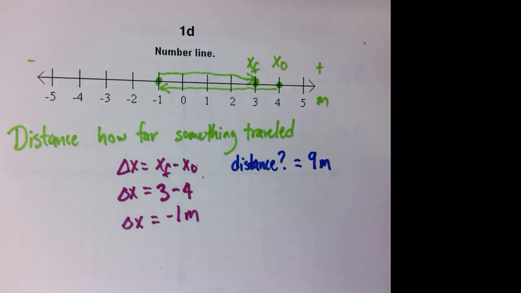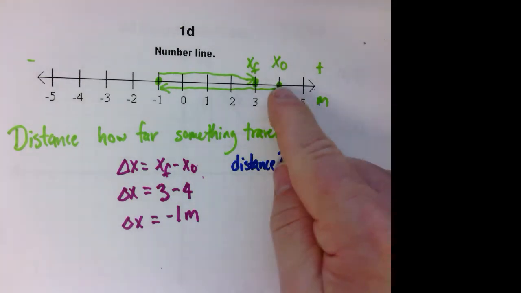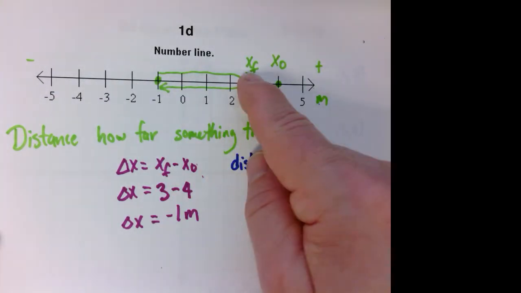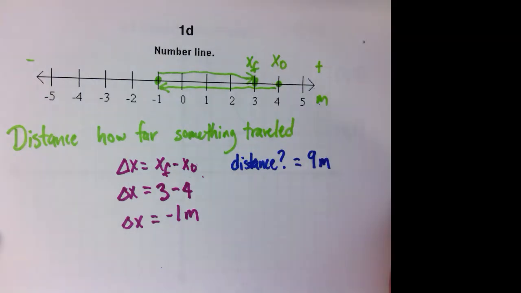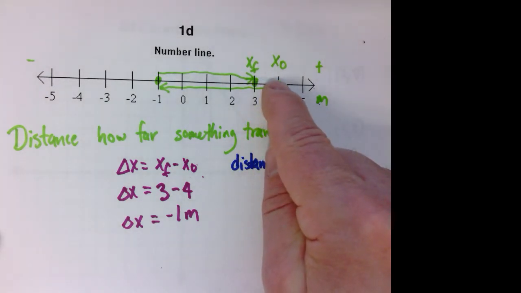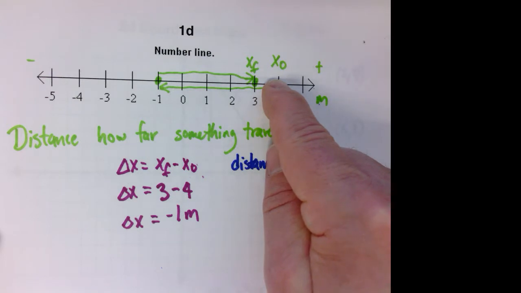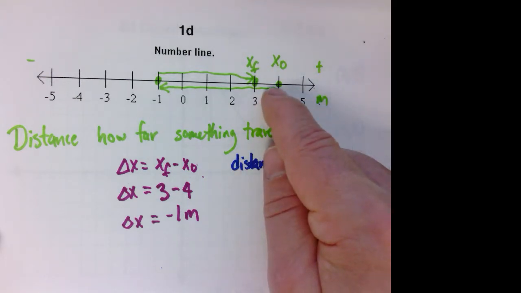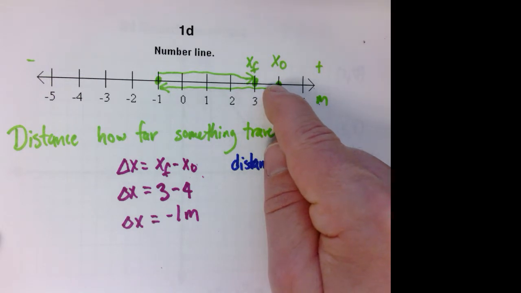But the question is, what is the distance that this person or this object will have traveled? Well, we can see they moved 5 in this direction and 4 in this direction. So we would expect the distance to be 9 meters. That's how far it traveled. You can see that if we ended here, the distance would be 10, an additional 1 meter. But the displacement would be 0. It ended where it started. And the position would be the same.